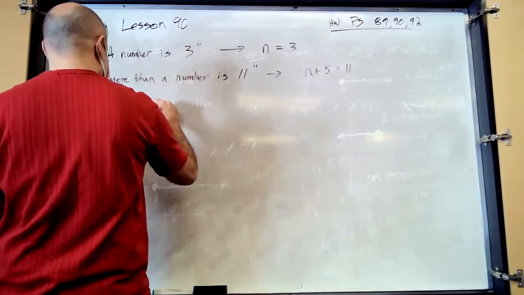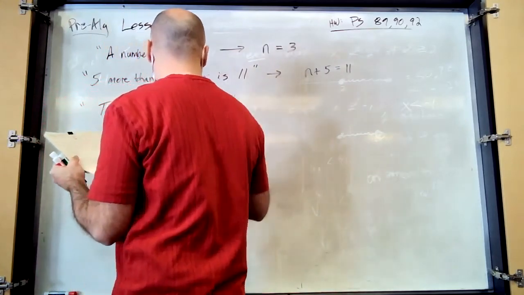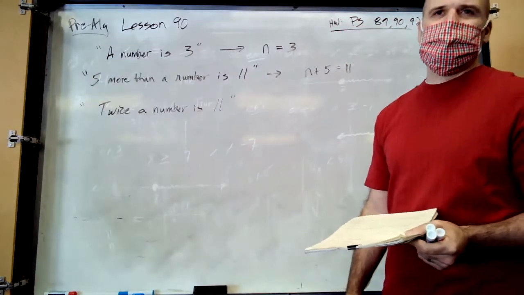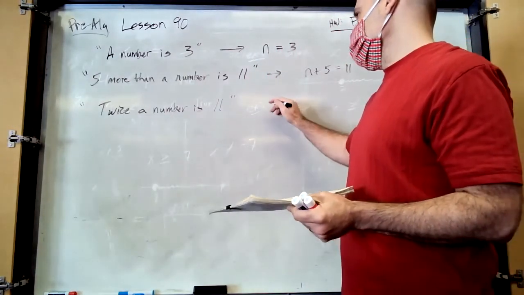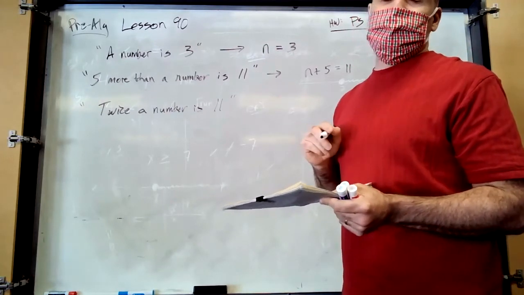Okay? How do you say this? Twice a number is 11. N times 2 equals 11. All right. So what are the cool kids saying for n times 2? Not n squared. That's not n times 2.